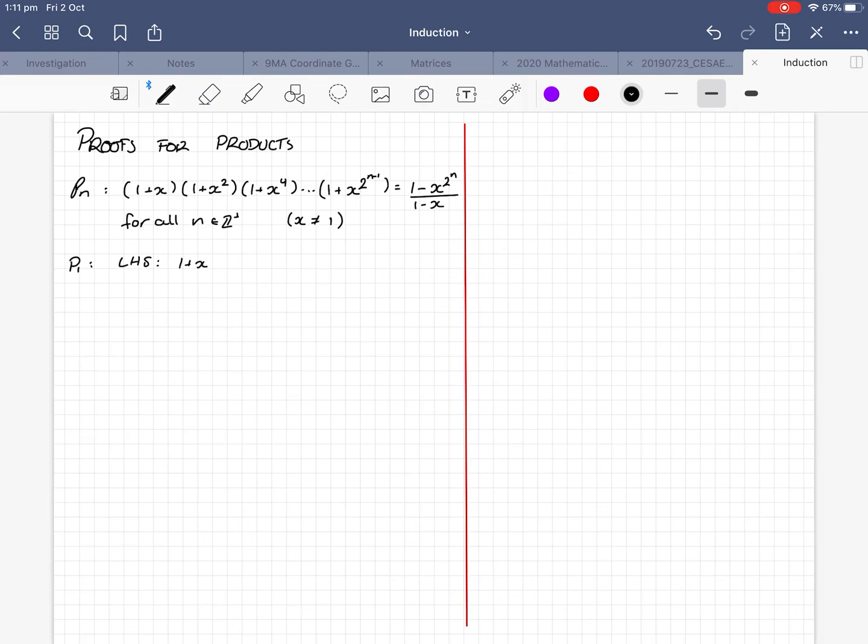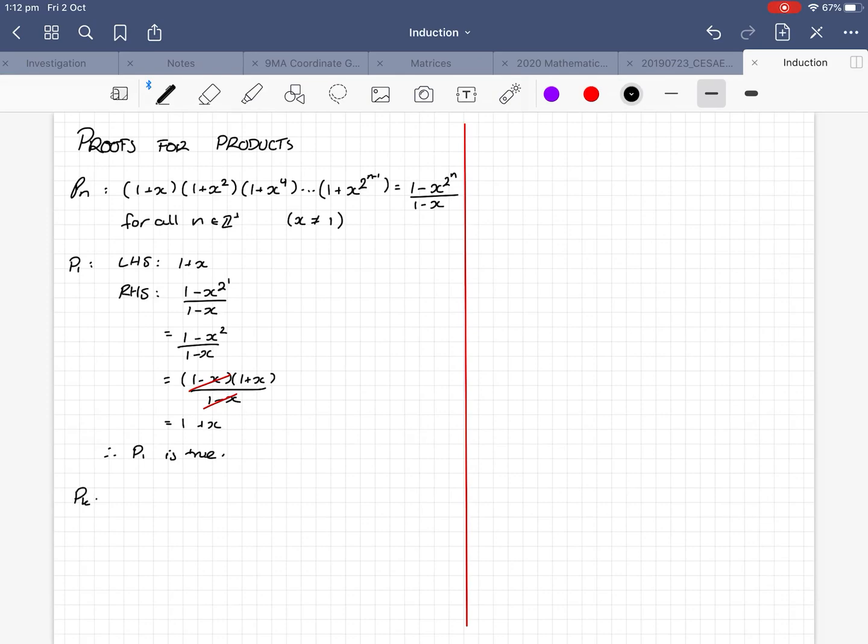Really not the most thrilling sort of statement there. Let's look at the right hand side. So we get (1 - x^(2^1)) over (1 - x). That simplifies to give (1 - x²) over (1 - x). And by the difference of two squares, we get (1 - x)(1 + x) over (1 - x). That simplifies down to give us 1 + x. So that means P1 is true.